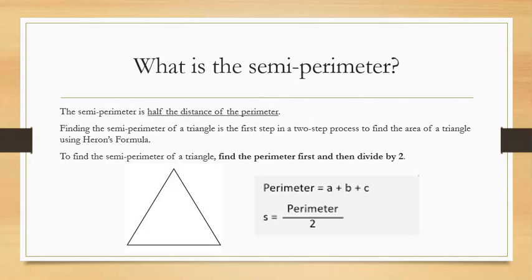So first of all, we've just defined the perimeter as the measurement around the whole outside edge of a shape, in this case a triangle. The semiperimeter is half the distance of the perimeter, so it's half of the perimeter. Finding the semiperimeter of a triangle is the first step in a two-step process to find the area of a triangle using Heron's formula. So to find the semiperimeter of a triangle, you find the perimeter first.